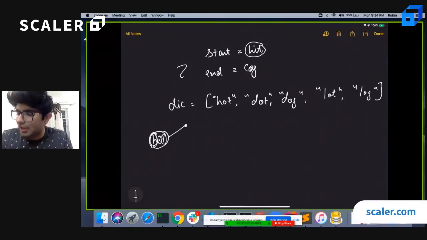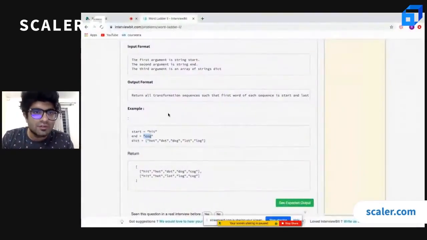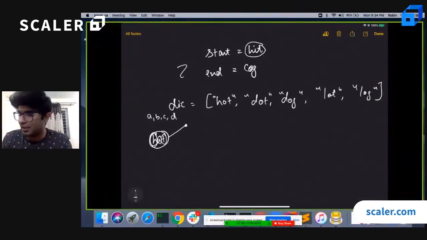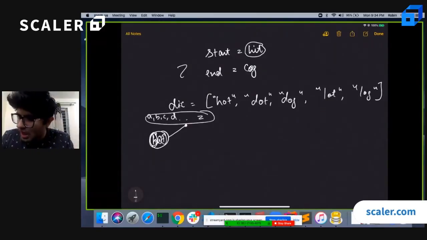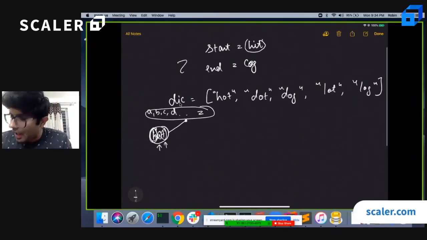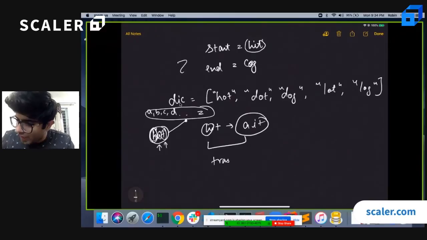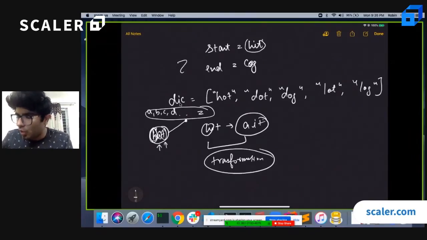I can modify H to A, B, C, D, because I have also been given a constraint that each word consists of lowercase alphabetical characters. We know that there are only 26 lowercase alphabetical characters, so if I want to modify H, there will be only 26 possible cases, which will be A, B, C, D up to Z. Likewise, I need to do it for I, and likewise for T. But at one time, I can only modify one letter. If I modify H to A, will this transformation be valid? It won't be. Why? Because I also need to be sure that this particular word must also lie in the dictionary.